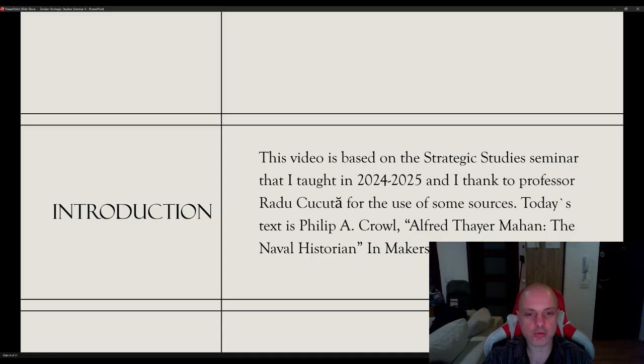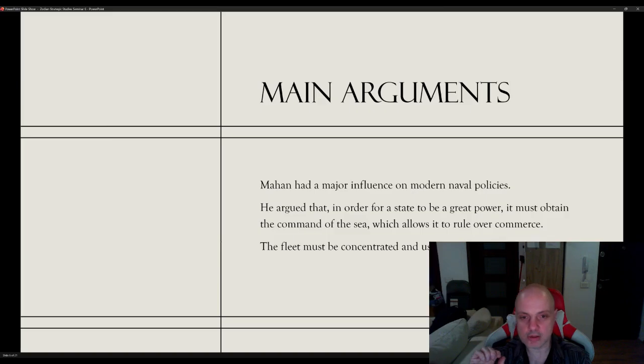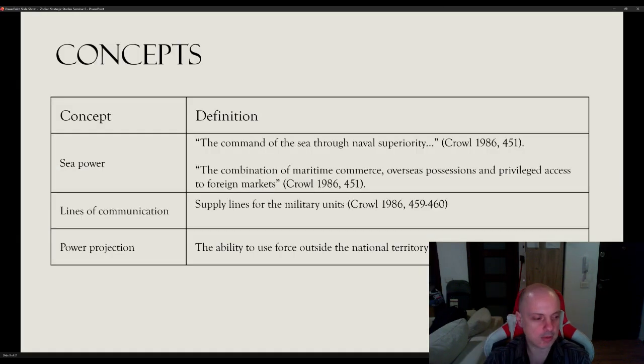Now, today, the text of today, based on Philip A. Crowell, it's a chapter on Makers of Modern Strategy, the edition of 1986. Makers of Modern Strategy is basically an American handbook of strategy and military history, which has three editions. One is in 1943, the second one is in 1986, and there is a 2022, I think, new one. The best of them is the 1986 one, coordinated by, among others, Peter Paret. And Philip Crowell was a teacher at the U.S. Naval College, I think, and he actually wrote a very interesting and critical chapter about Mahan.